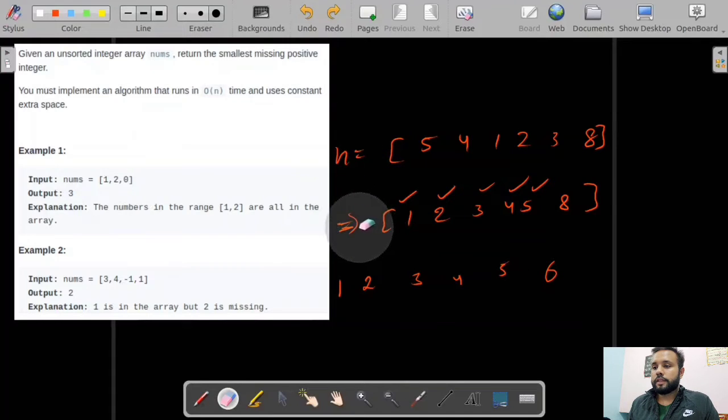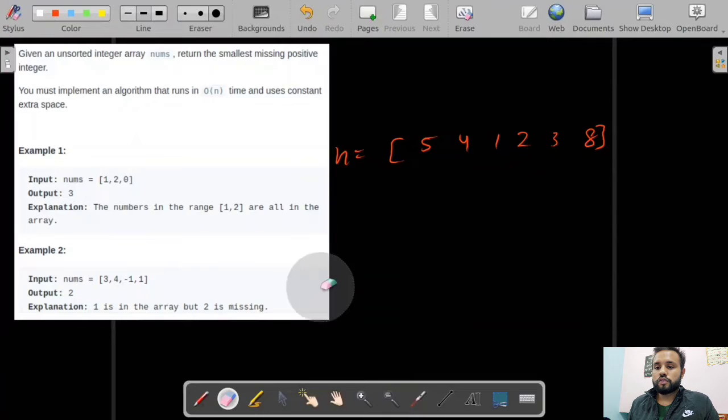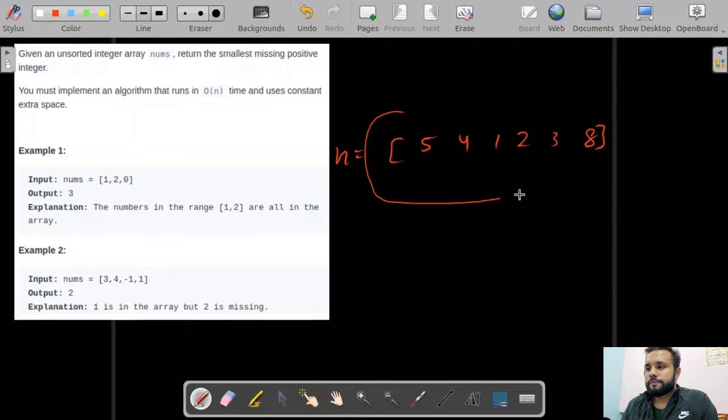Now I think the question is pretty much clear. So let's try to think of a solution, what we can do. First let us try to solve it using a brute force algorithm. Okay, so the brute force is simple. The array is given, and we need to find the first missing positive.